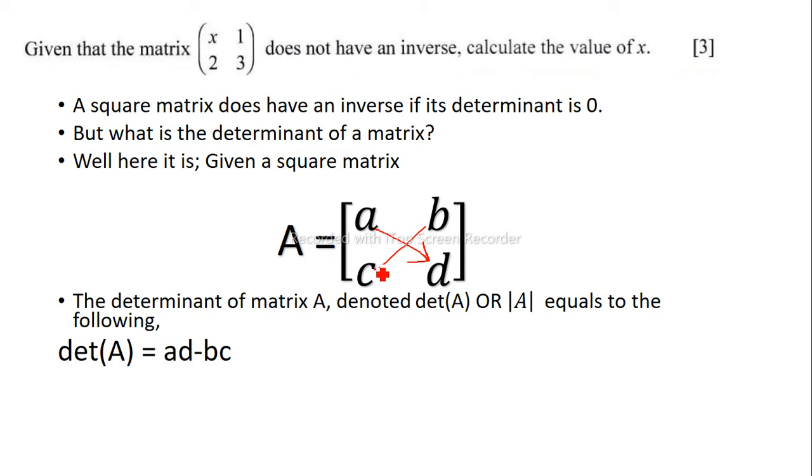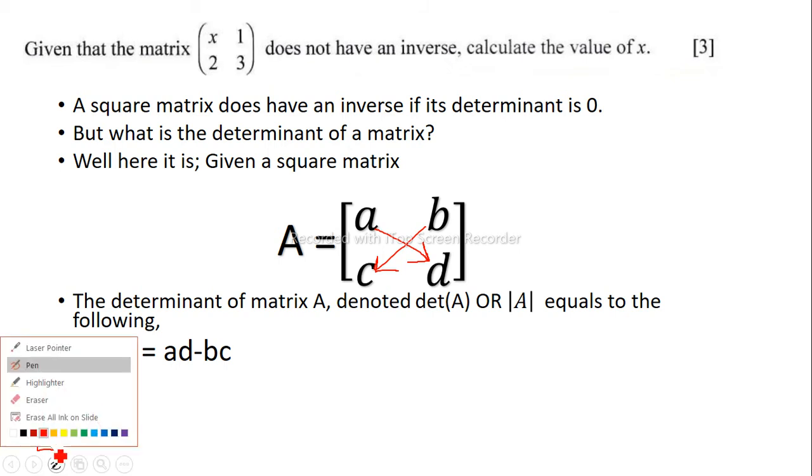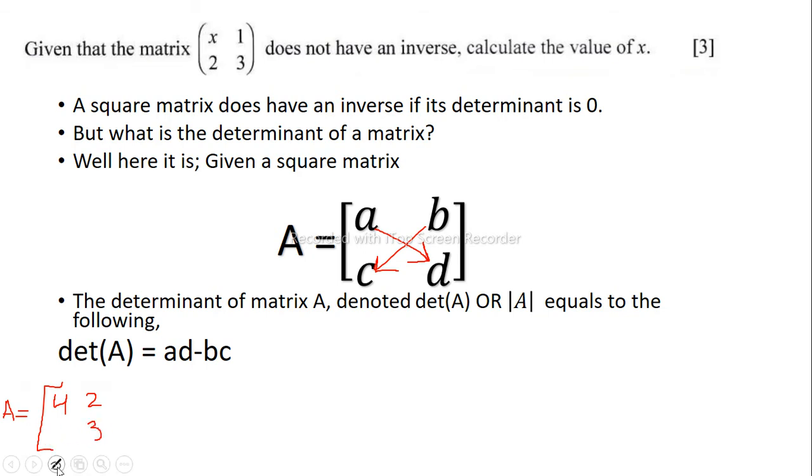So that's what the determinant of a matrix is. So let's do an example. If we have this matrix, let's call it matrix A, with 4 and 7 on top, and 2 and 3 on the bottom, and this is a square matrix.